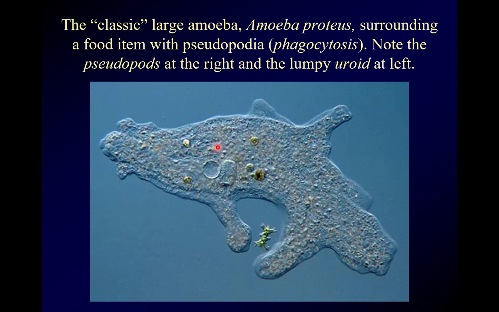And there is cell polarity to it. The pseudopods tend to come out of this end over here on the right. At the left, there's a semi-permanent kind of lumpy structure that trails behind the main direction of locomotion. It's called the uroid. Uro is Greek for tail.